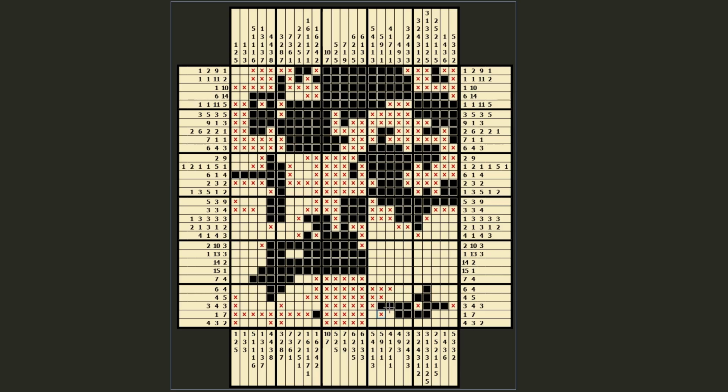This has to be a 1. This has to be a 1. This is part of the 5. Extend that. Extend this. That's the 4. It's the 5. 3. 2. 7. 2. It is a 2. And this has to be a 3.